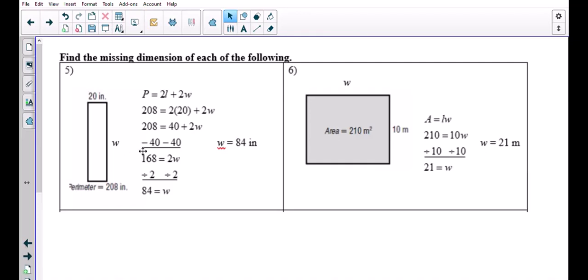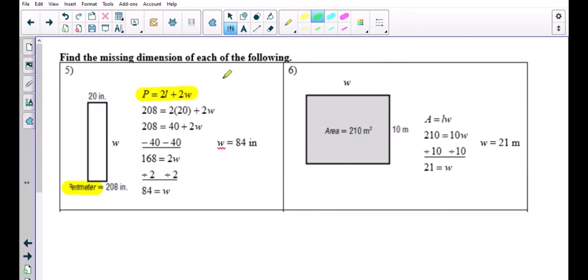So since I'm given the perimeter in question number 5, and I know this one is completely done for us, we're going to use the perimeter formula for a rectangle, which is all we really have at this point. We'll have a lot of formulas moving through our unit. So P equals 2L plus 2W.